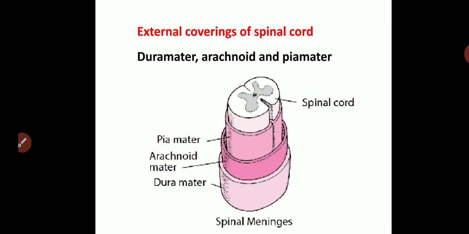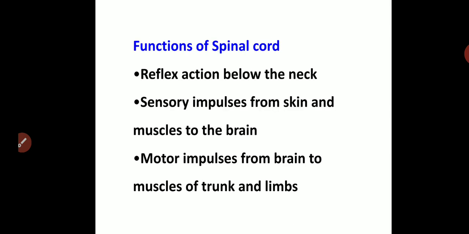Here this diagram shows you the membranes which are covering the spinal cord. Same as the brain, the spinal cord is also given protection. First and foremost, the skeletal protection is the vertebral column, and then the inner protection is the three membranes: the outer dura mater, middle arachnoid and inner pia mater, and these are collectively termed as meninges. When they are present on the spinal cord, they are called spinal meninges, and these have the cerebrospinal fluid in between them.